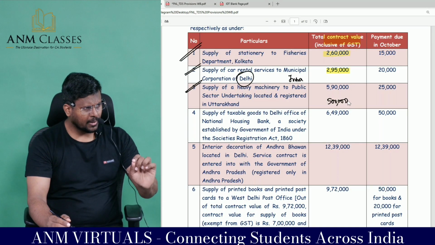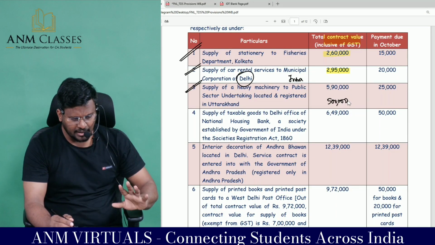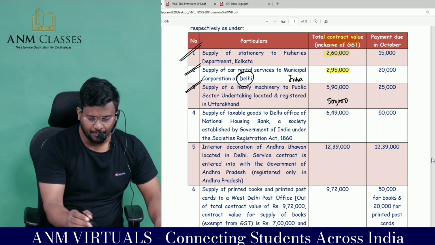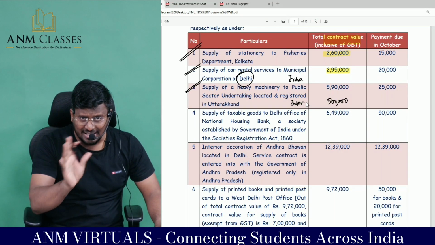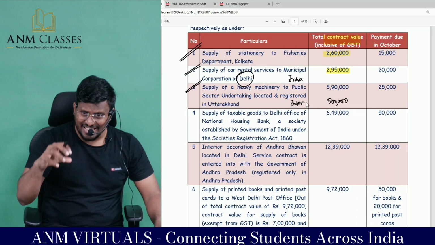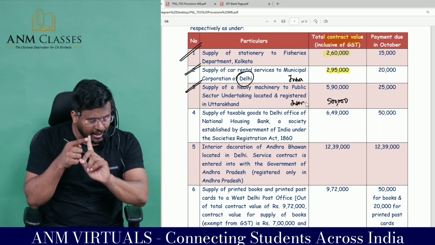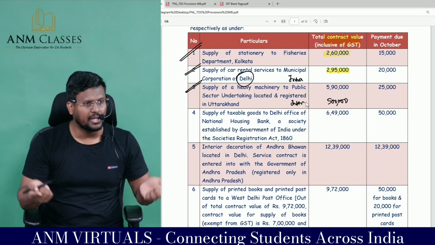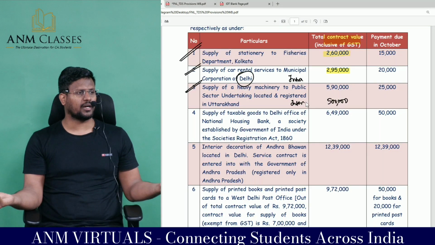Now the contract value exceeds 2,50,000, right? Is this an intra-state supply or interstate supply? Once it's an interstate supply, don't check the exclusion. Once it's an intra-state supply, after checking the threshold limit, then you have to check whether it is covered in the exclusion. If it falls in exclusion, no need to deduct the tax.